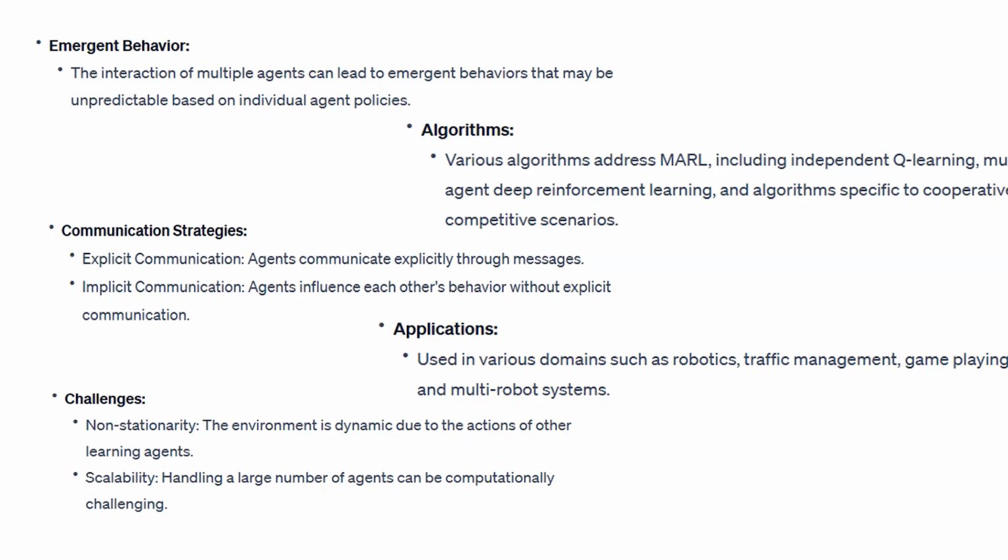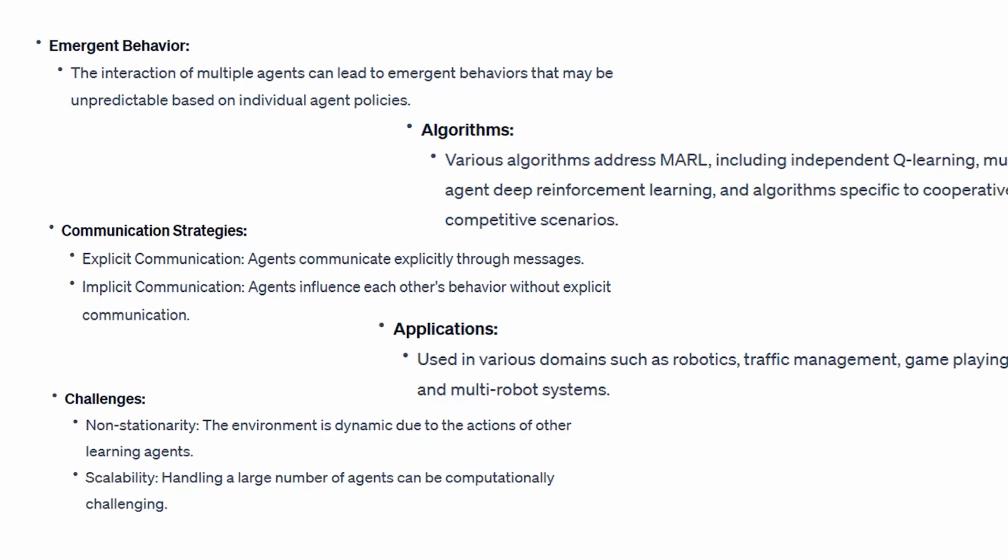Explicit communication: agents communicate explicitly through messages. That means one will be sending messages to the other one. And then you have implicit communication: agents influence each other's behavior without explicit communication. In this case, it will be based on maybe the changes in the shared Q tables. Based on the input provided by one agent inside the shared Q table, the other agent will be adjusting their course of action based on that information.